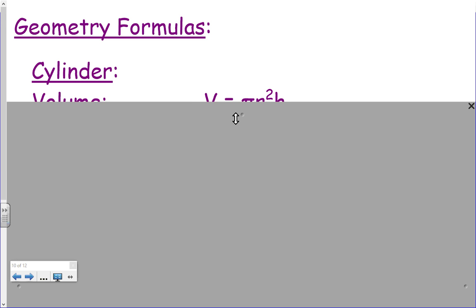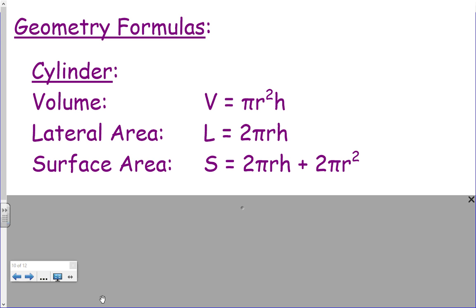All right, we also want to be able to find the volume and surface area for some solids. So let's go back and refresh our memory here a little bit with how we find the volume and surface area of some different shapes. Let's start with the cylinder. The volume of a cylinder is pi r squared times the height. The lateral area is the area excluding the top and the bottom of that cylinder. The top and bottom of that cylinder is circular, so we're excluding those. So the lateral area is just the 2 pi r times h. And the surface area includes the top and bottom as well as the lateral area. So the surface area is 2 pi r times h plus 2 pi r squared.